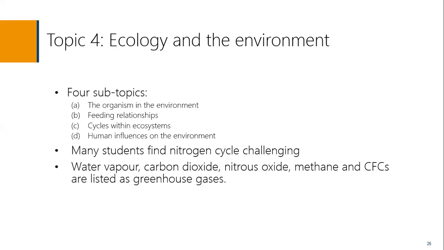Topic 4 is ecology and the environment. And this topic has 4 subtopics. It's a topic that covers ecology and human impacts. And there's a lot of detail about greenhouse gases and the nitrogen cycle and other human impacts. It looks at the organisms in the environment, feeding relationships, cycles within ecosystems, human influences on the environment. Many students find the nitrogen cycle particularly challenging.